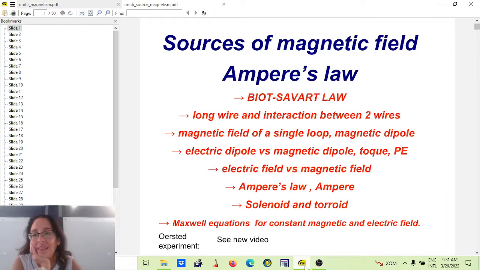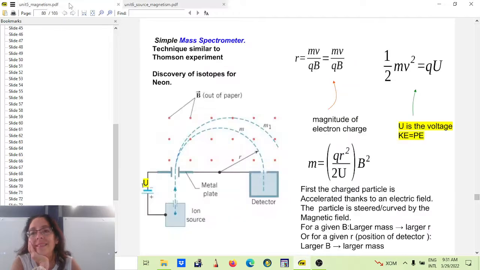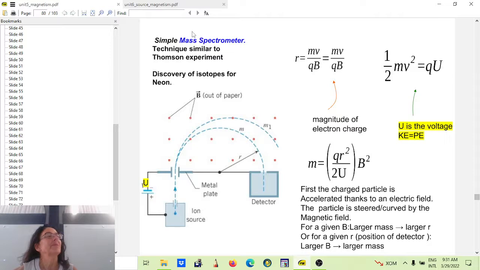Okay, so last time we stopped here. And that's called the mass spectrometer, and it's used a lot in chemistry and biology. It's used to sort out isotopes or find the mass of isotopes. So it goes in two steps. That's a simplified way to do it.